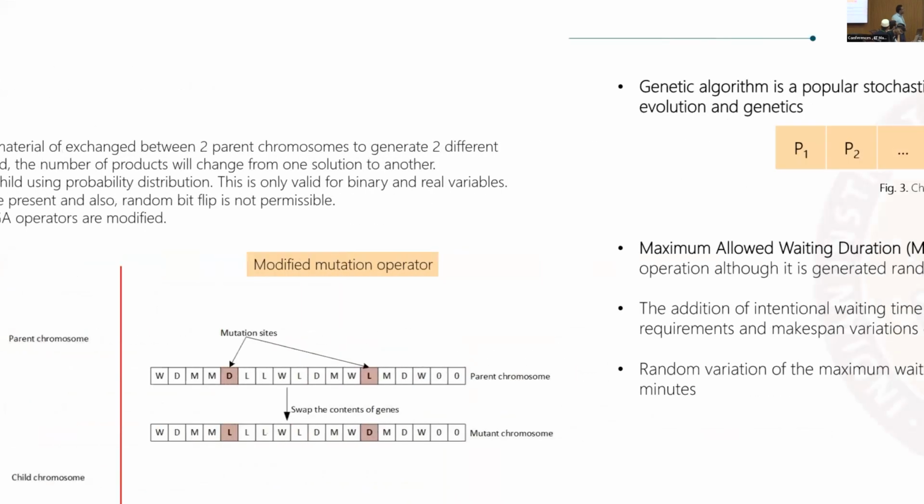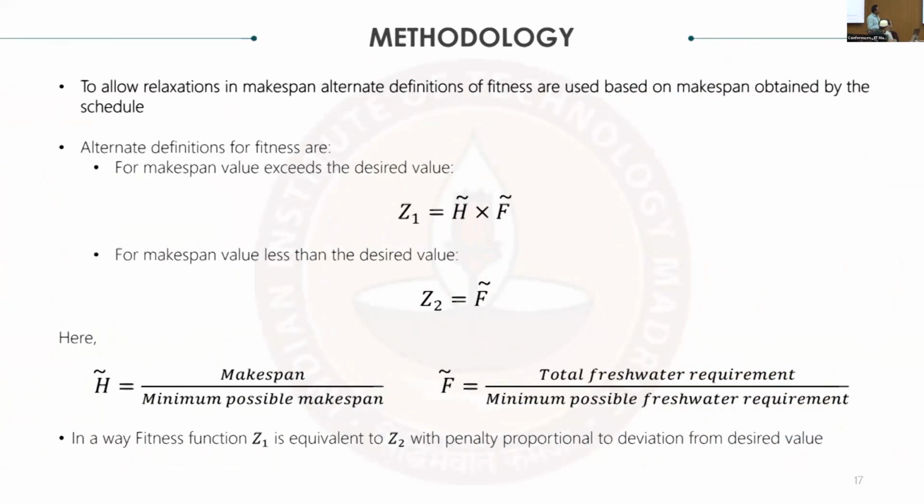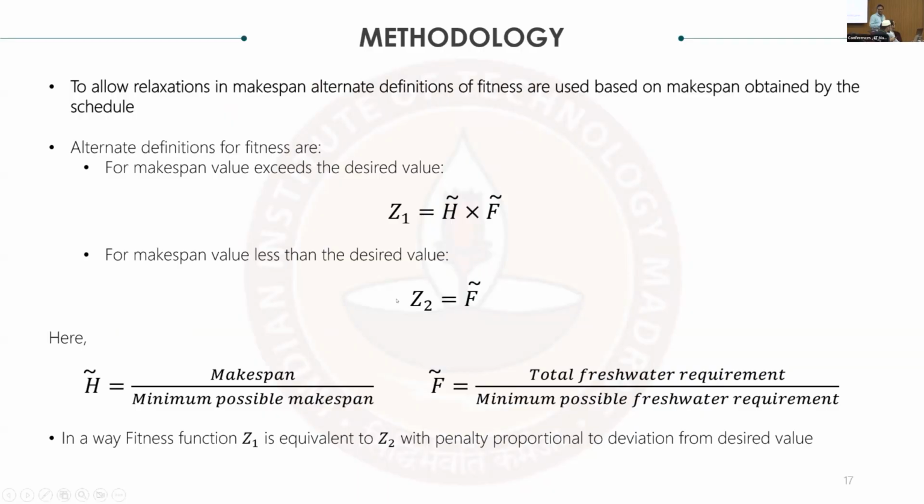Similarly, we have modified the mutation operator as well. And this is my gene, and I have added the maximum allowed waiting duration at the end, and that doesn't change with mutations or crossovers. So the MAWD stays fixed. And so these are the two fitness functions. One is a regular fitness function, which is just the freshwater consumption when the makespan is less than or equal to the desired value. If the chromosome gives a sequence for which the makespan is less than or equal to the desired value, the objective function is simply reducing the freshwater consumption.